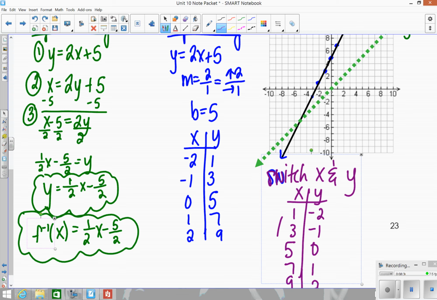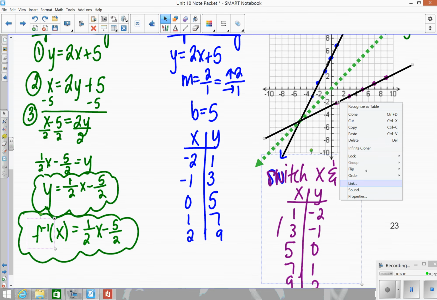So we go over 1, down 2, 3, -1, 5, 0, 7, 1, and 9, 2. And when we connect this new line, this will actually be the reflection.